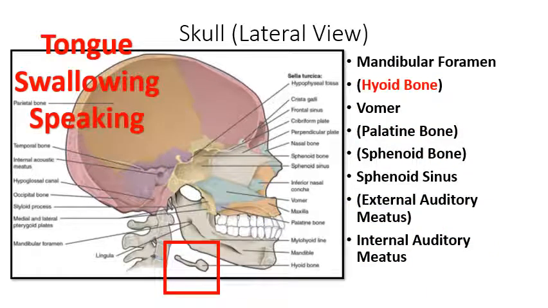Okay, so as we said, the hyoid bone is critical. It's critical for swallowing and speaking. We couldn't do either of those things without it.